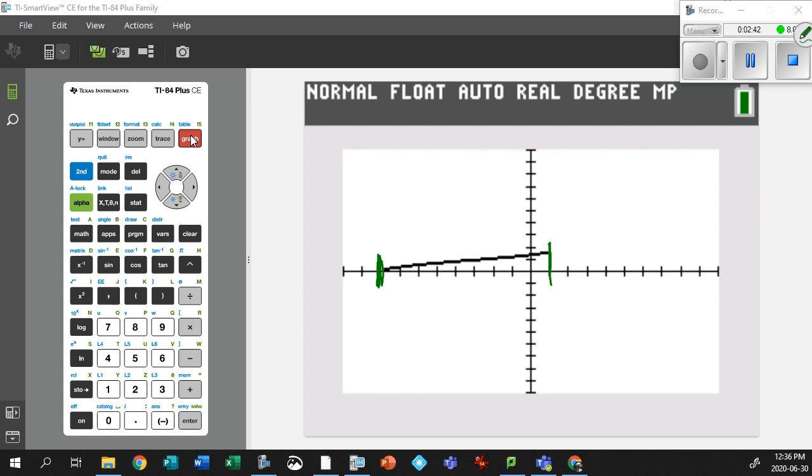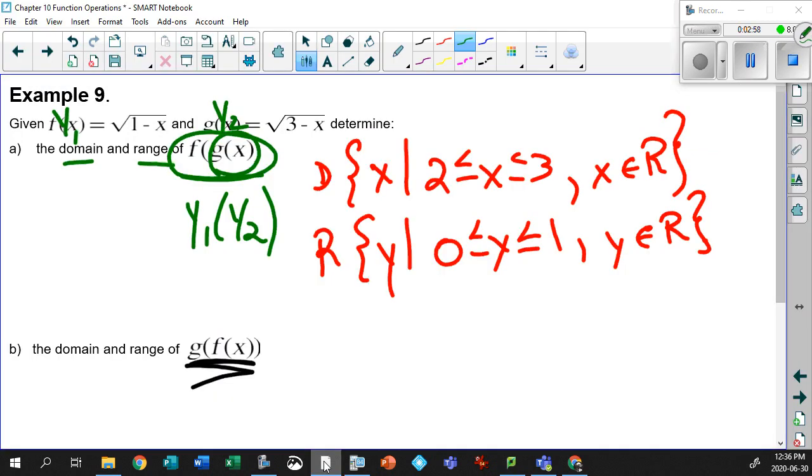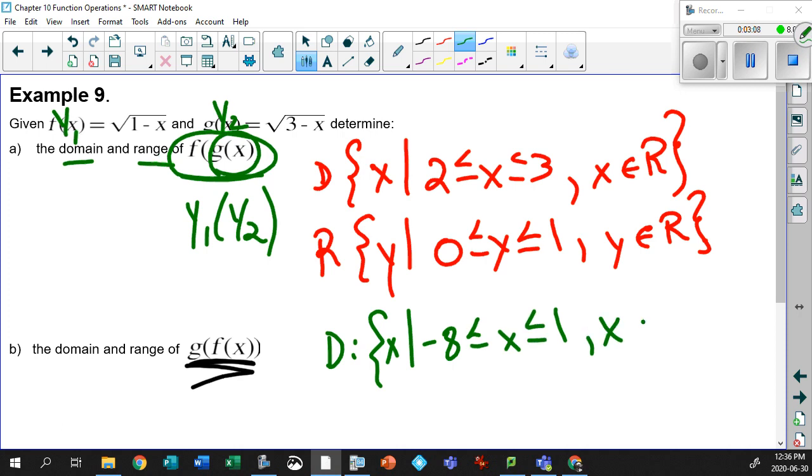So I wonder what that value is. Gee, that's kind of puzzling. But this one I can figure out. It looks like it's -1, -2, 3, 4, 5, 6, 7, 8. It's between -8 and 1 for my domain. So let's write that out. My domain for this guy is going to be x such that -8 and 1, right? So my x is an element of R.